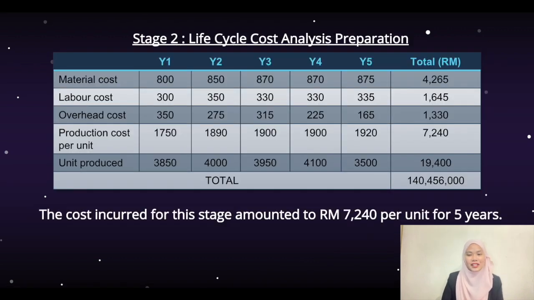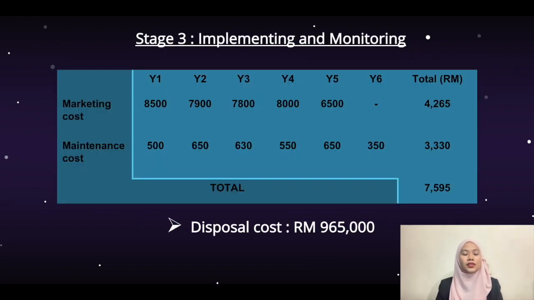Next, stage 2, Life Cycle Cost Analysis Preparation. For the material cost, the total for 5 years is 4,265. Meanwhile, for the labor cost, the total for 5 years is 1,645 ringgit. And lastly, the overhead cost is 1,330. The units produced for a computer is 19,400 for 5 years. So the cost incurred for stage 2 is 140,456,000.